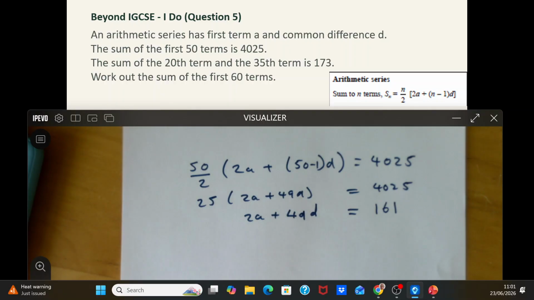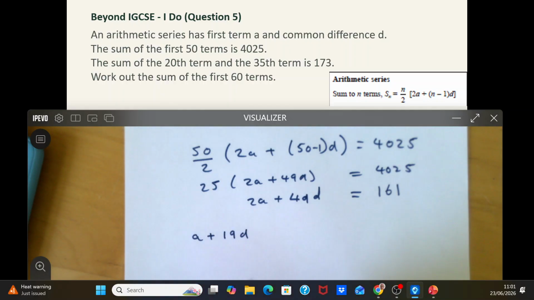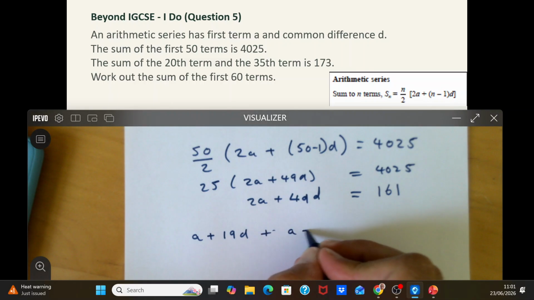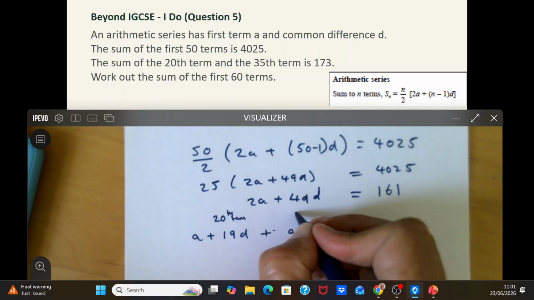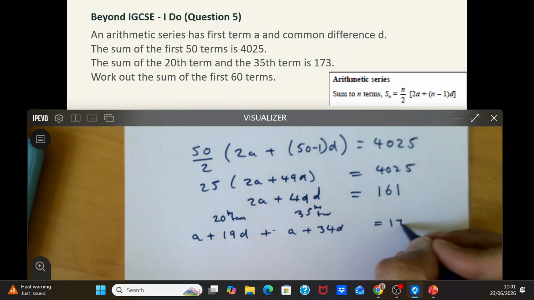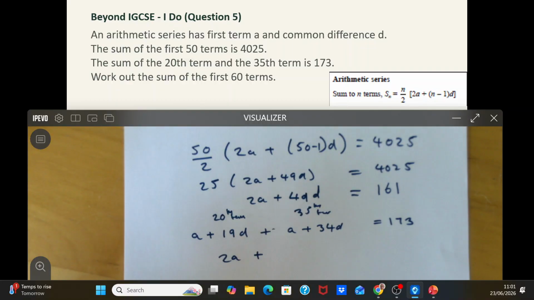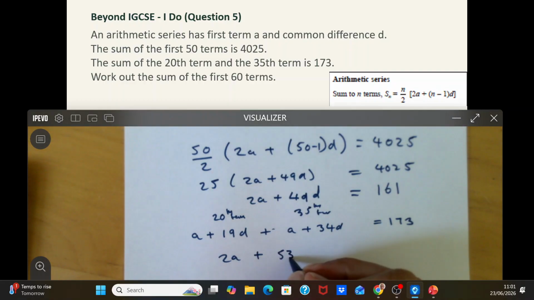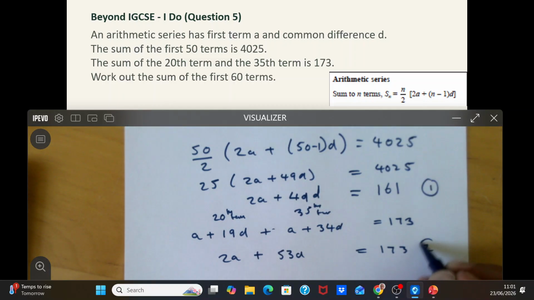Now what do we do next? We set up our simultaneous equations. So our 20th term, which is a plus 19d. Notice how I've been quicker because I'm smoother, because I've done this. I don't need to do the next bit. Plus a plus 34d, because that's our 35th term. That equals 173. So 2a plus 53d equals 173. That was equation 1. That was equation 2.